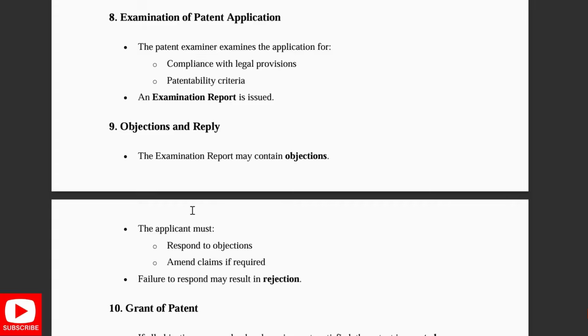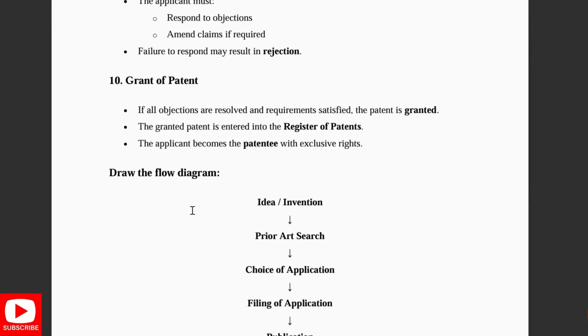Next comes objections and reply. So the examination report may contain some objections. So the applicant must respond to those objections and amend the claims if required. Failure to respond, then it will be rejected. Finally, grant of patent. If all the objections are resolved and requirements are satisfied, the patent is granted. The granted patent is entered into the register of patents and the applicant becomes the patentee with the exclusive rights.